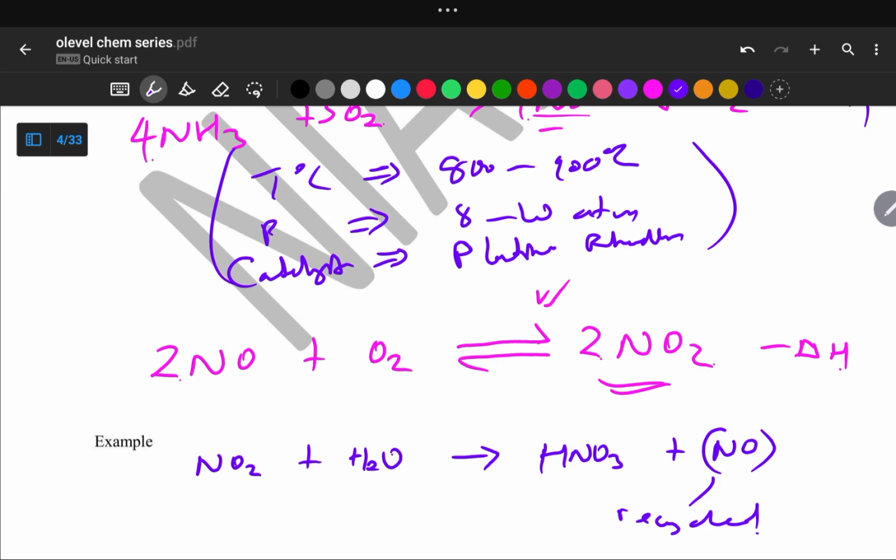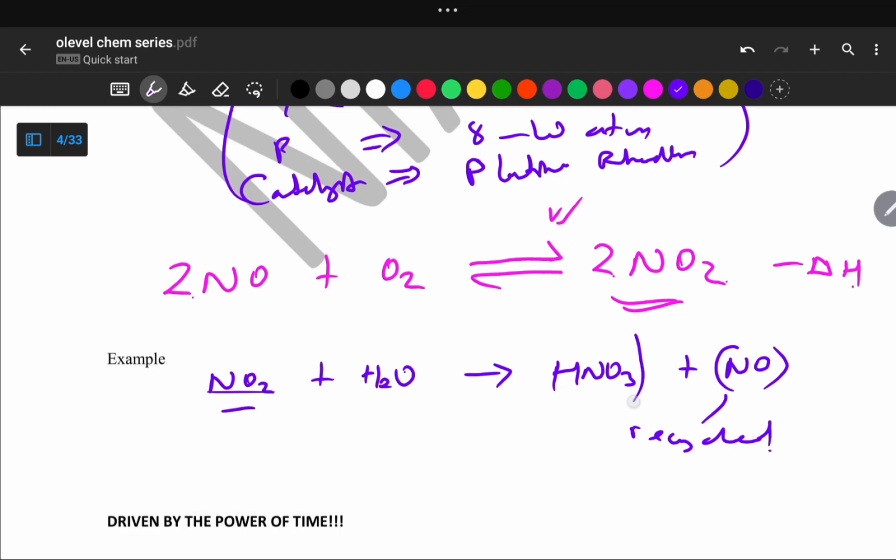So the produced nitric oxide is then recycled again, right? Also remember that this reaction is not reversible. Why? Because nitrogen dioxide is highly reactive with water, so there are no possibilities of a backward reaction. Are we together? And then this one is our nitric acid. And to balance this equation, we can have a 3 here, and then 2 there, and the equation is now balanced.